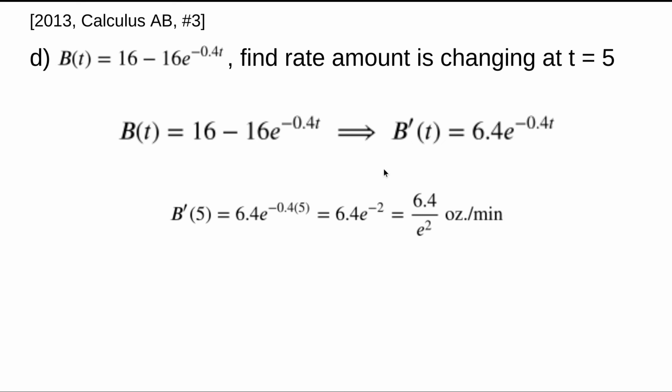Now keep in mind again, because this is not a calculator active question, once we're down to just arithmetic, we should be okay. So this expression right here would be okay. This expression right here would be okay. This expression right here would be okay, but you should have the label for either one of those. And that would be the rate at which the amount of coffee is changing at time t equals 5.